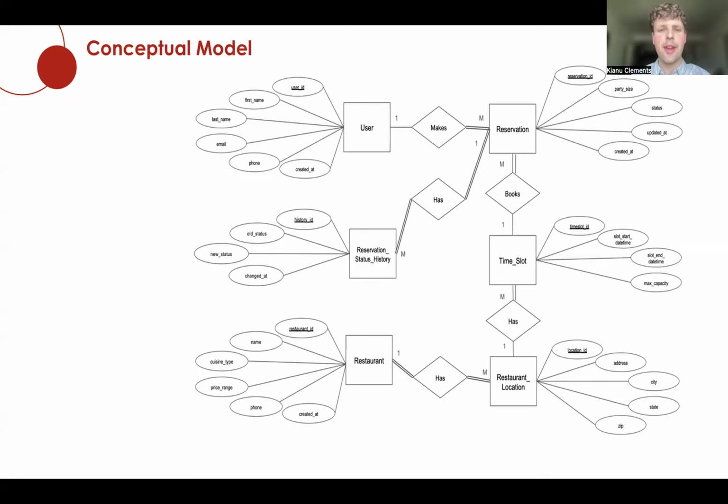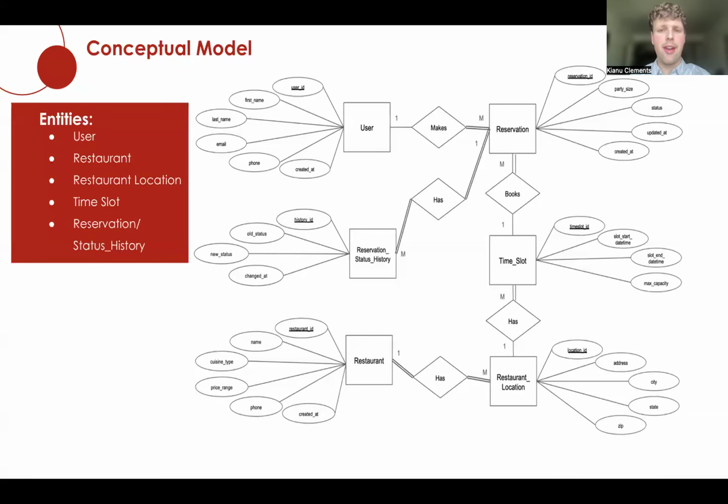Thank you, Asha. Now I'm going to walk us through our conceptual model. This is going to help show the high-level structure of the system and also show our key entities that we used. The main entities we identified are user, restaurant, location, time slot, reservation, and reservation status history.